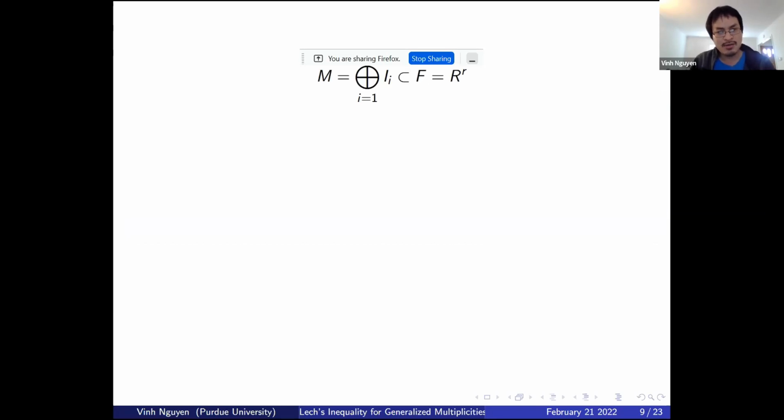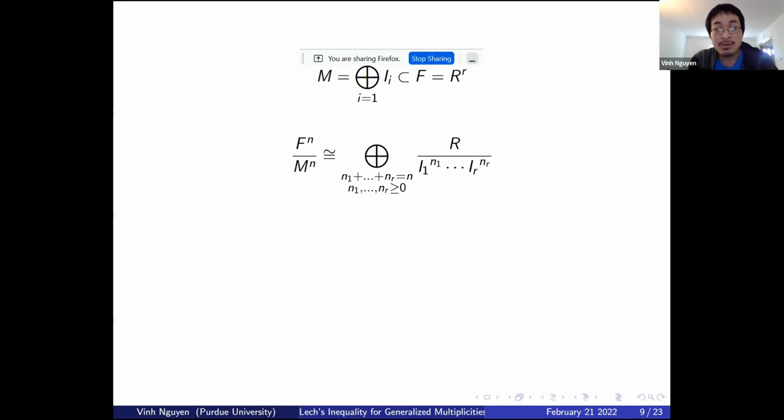Okay, so let's look at this special case where M is a direct sum of ideals. In this case, we can talk about the mixed multiplicity of the ideals and the Buchsbaum-Rim multiplicity of M. It turns out there's a beautiful formula that relates the two multiplicities. Let's analyze the quotient of the powers of F by the powers of M.